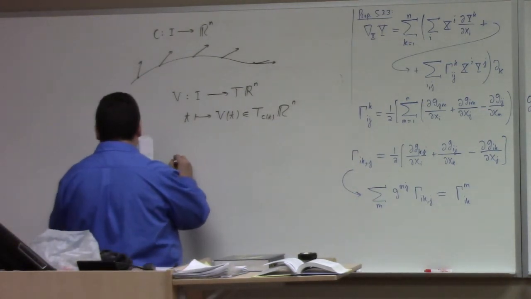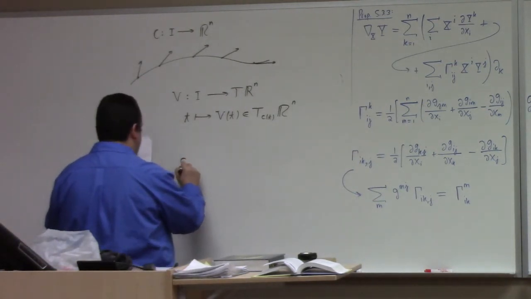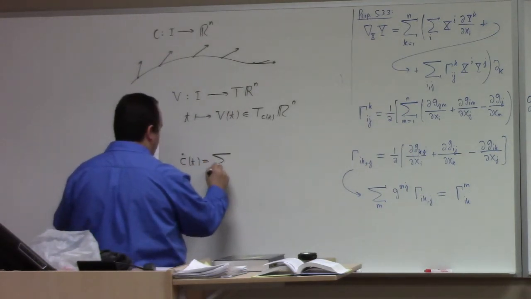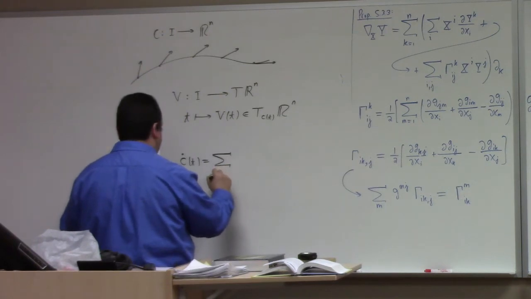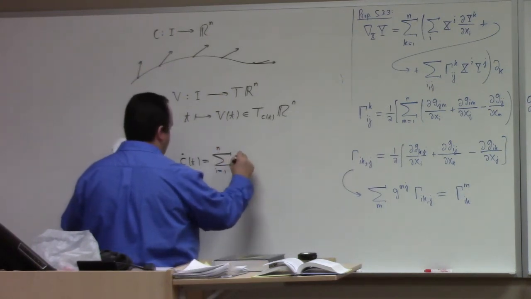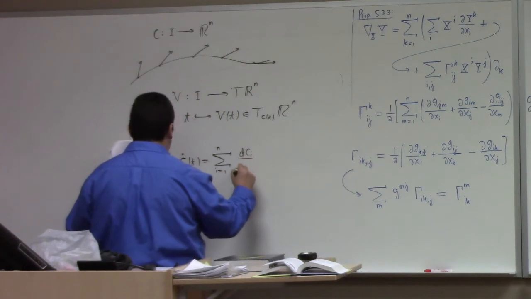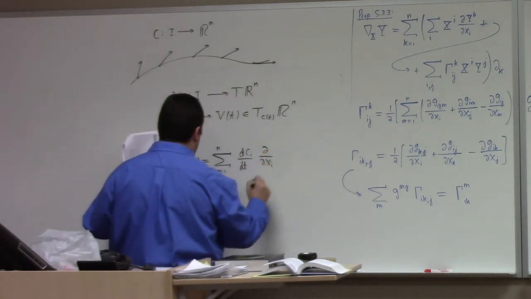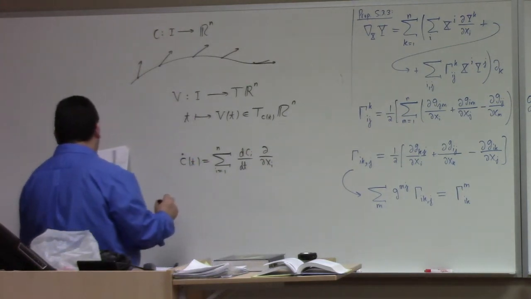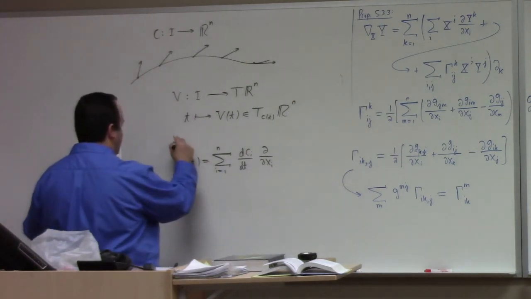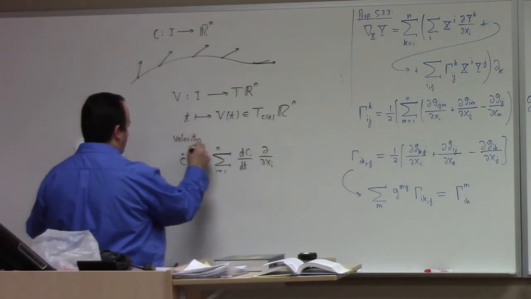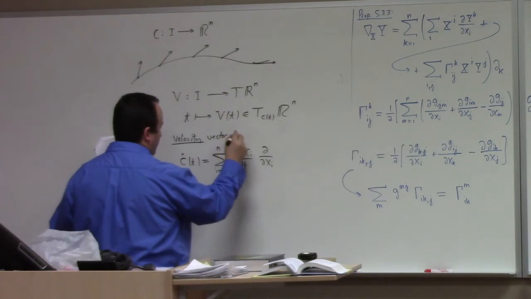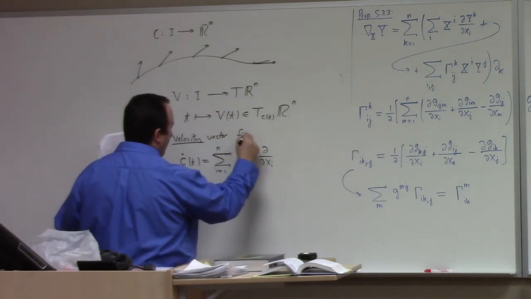So the tangent curve, C dot, he uses dots here, C dot of T would be the sum, i equals 1 to n, of dc^i/dt partial x_i. So this is the velocity vector field. I usually call this the tangent vector field to C.